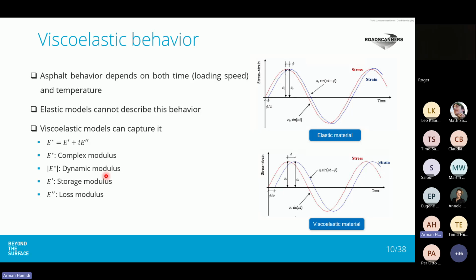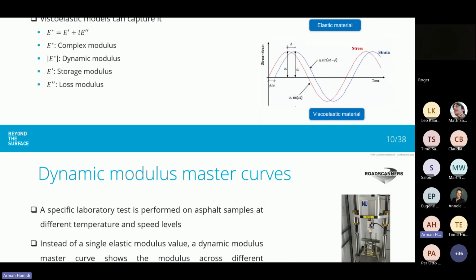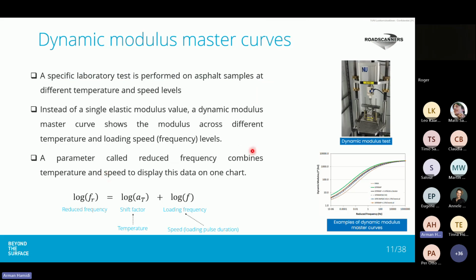But how in the laboratory can we determine this dynamic modulus for different asphalt mixtures? There is a separate test for it. And in these tests, sinusoidal loads are applied at different temperature and speed levels, and modulus is measured for each temperature and speed level.